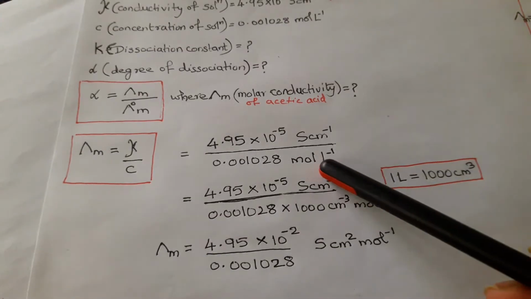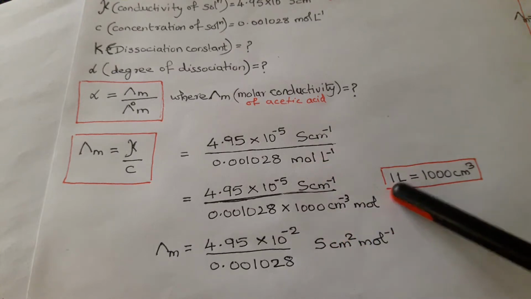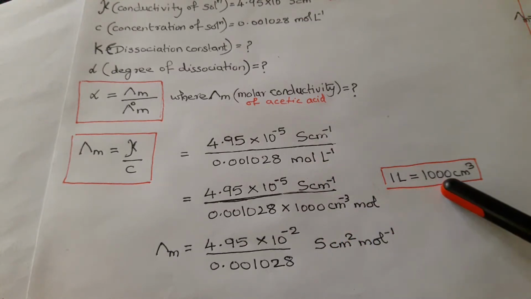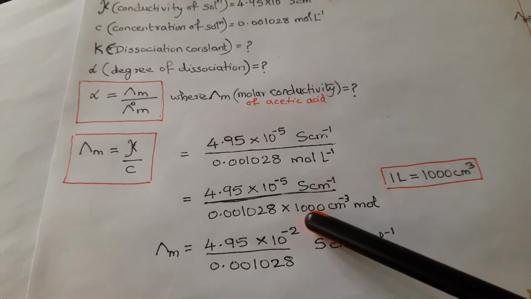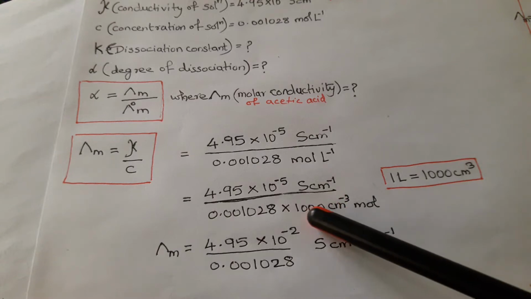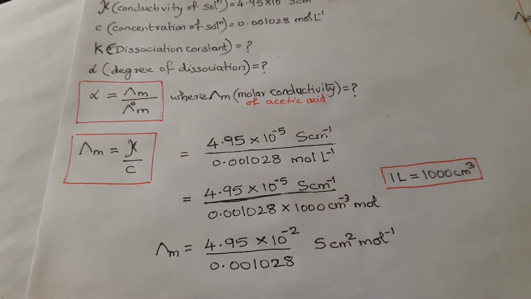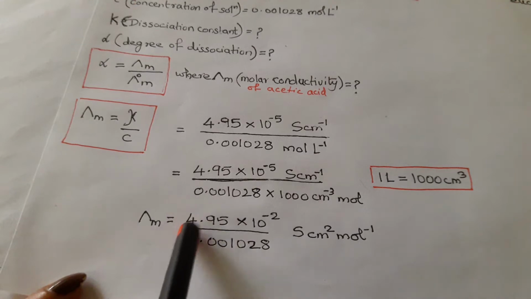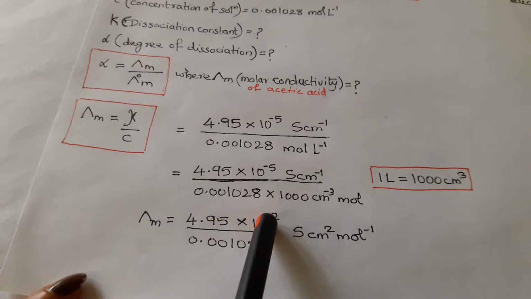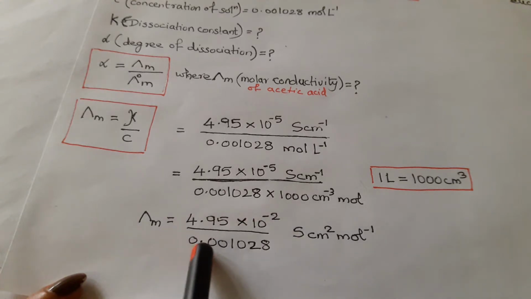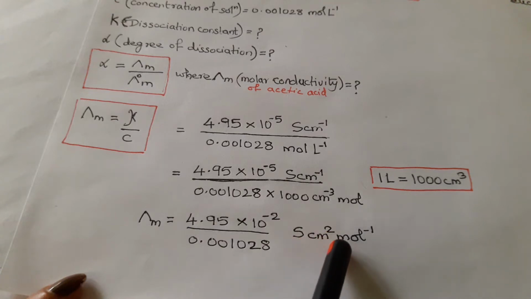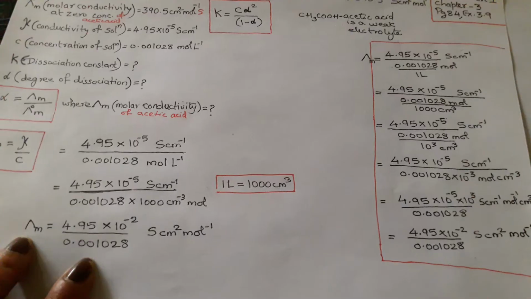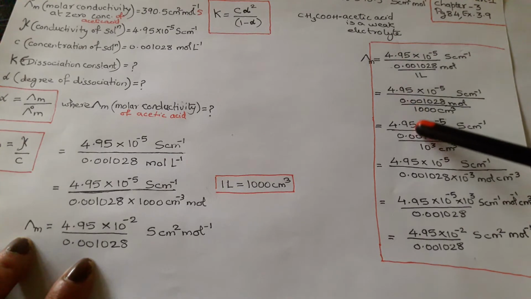Then we'll convert liters per mole into centimeter. We know that 1 liter is equal to 1000 centimeter cube. So in place of per liter, we write per 1000 centimeter cube. After simplifying this step, we get 4.95 into 10 raised to minus 2 upon 0.001028 Siemens centimeter square per mole. The steps for simplification are shown here.